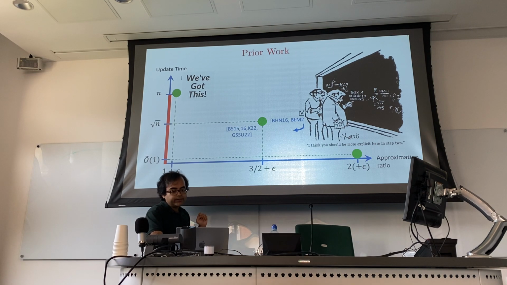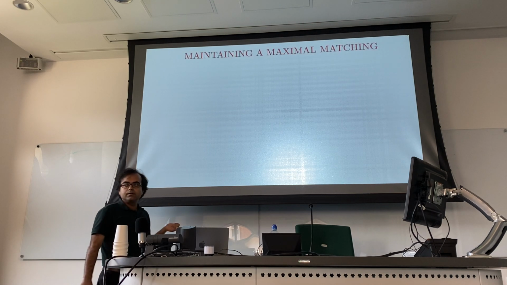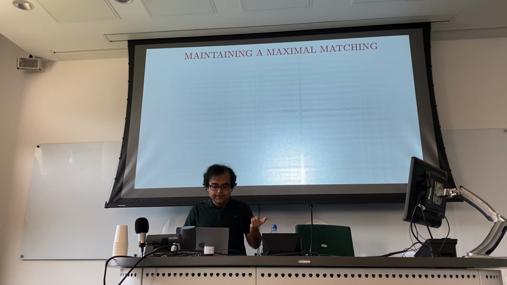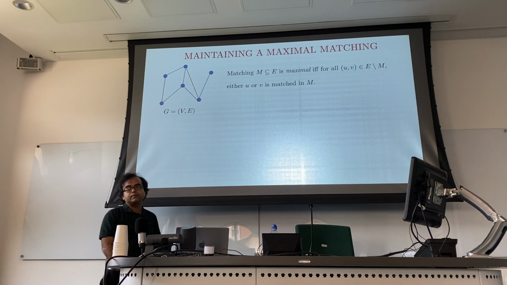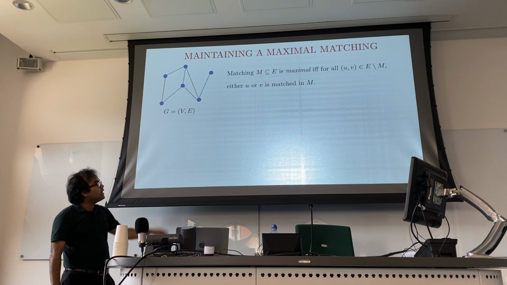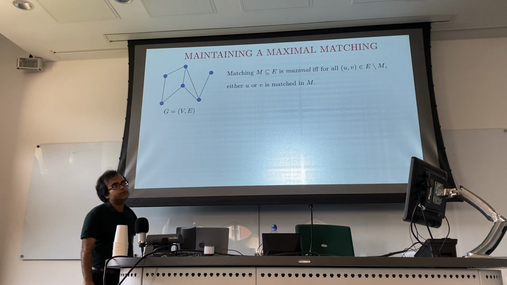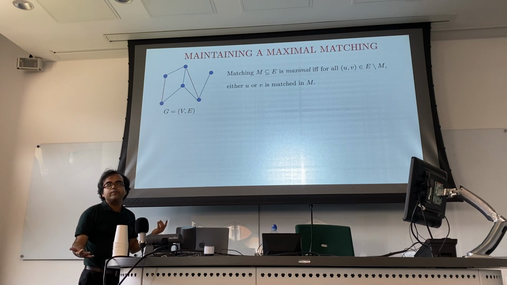So for 2 approximation, the main approach is dynamic greedy. You take the greedy algorithm and you try to maintain this thing dynamically. Here is how to think about it. Suppose we just want to maintain a maximal matching. What is a maximal matching? A matching M is maximal if no more edges can be added to it. So for every unmatched edge, at least one of its endpoints is matched. These 2 red edges form a maximal matching, because if you take any blue edge, you cannot add it to your matching anymore, since every blue edge has at least one matched endpoint.